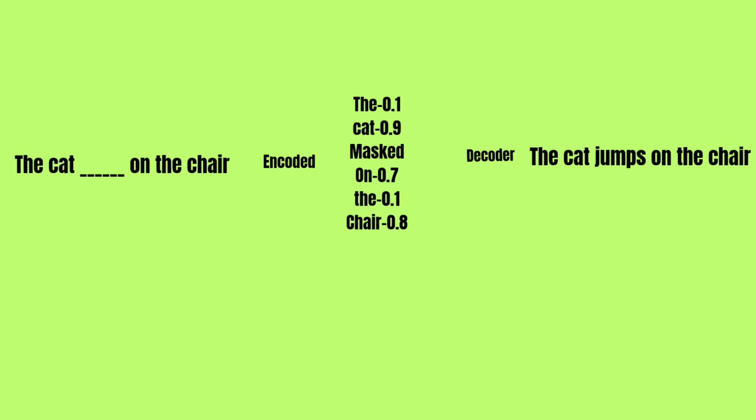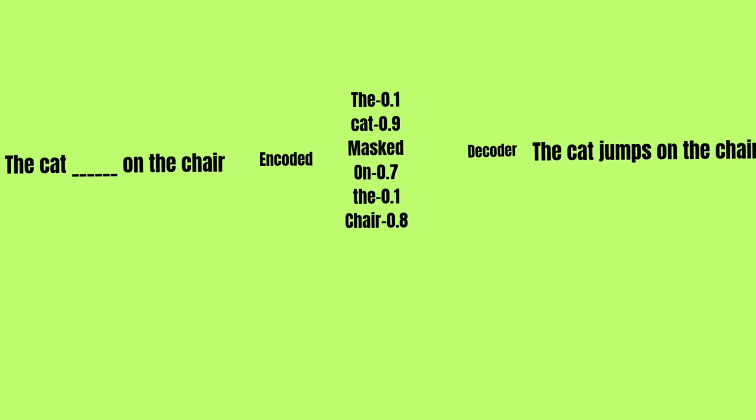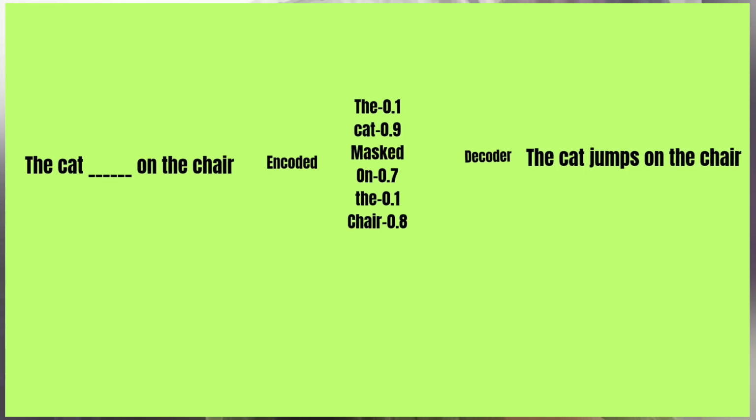So in the output you'll get "the cat jump on the floor", so you'll get the answer. If you ask the question "the cat dash on the floor", it will give you the answer "the cat jump on the floor", right? You get the answer. Okay, so this is the mechanism of encoder decoder.